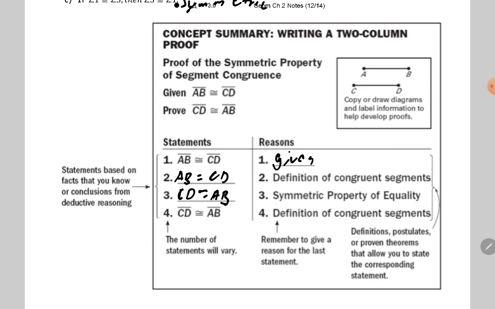Okay. This is a little bit redundant. I mean, this could have been done in 2 steps. Because they're saying AB is congruent to CD, prove that CD is congruent to AB. Well, by the symmetric property, you just swap them around, you know.